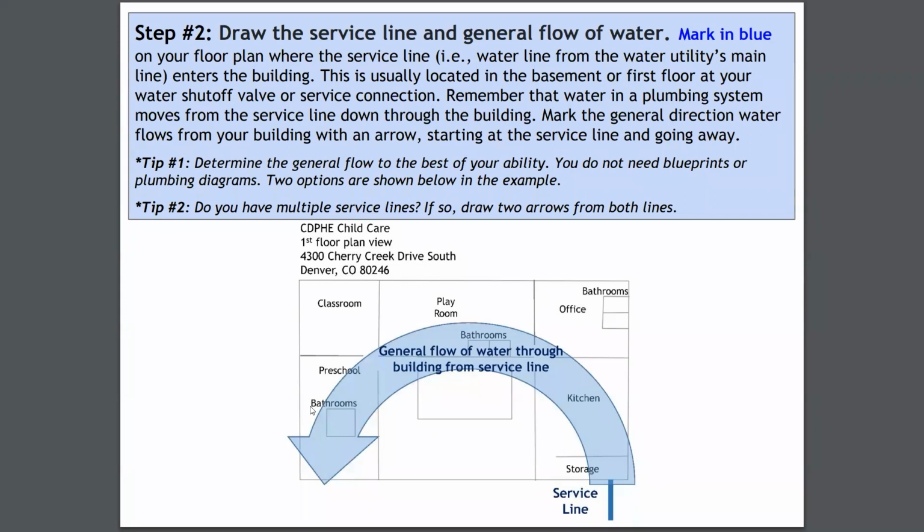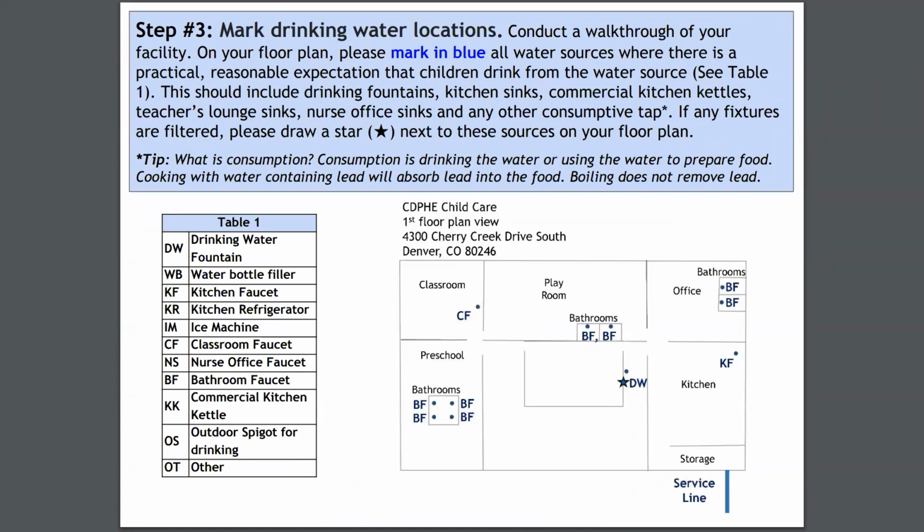There's really no right or wrong way of how you would visualize this. On our next slide, once you have an idea of where your service line enters and what the general flow of water through the building is, we ask in step 3 to mark your drinking water locations. Now, to do this, you need to physically walk through your facility. And as you do, you can mark on your floor plan in blue to identify all fixtures where there is a practical or reasonable expectation that children will be drinking from that fixture.